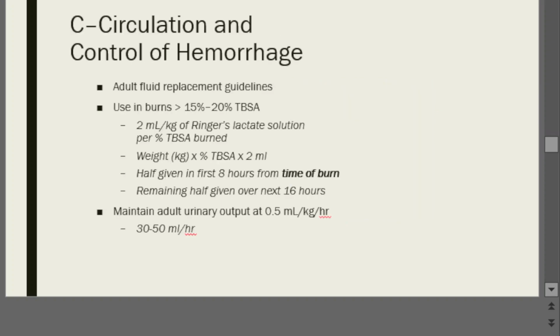We're going to provide the C of the A's, B's, and C's, which is circulation and control of hemorrhage. We're going to use adult fluid replacement guidelines for anybody that's over 14 years old, and these are as follows. If the burn is greater than 15 or 20%, usually 20%, depends on what your policy says, of the total body surface area, then you are going to replace them with fluids. And what you're going to do is use 2 milliliters per kg of Ringer's lactate solution per percentage of total body surface area burned. So 2 mils per kg per percent.